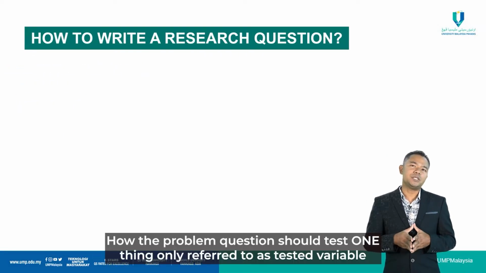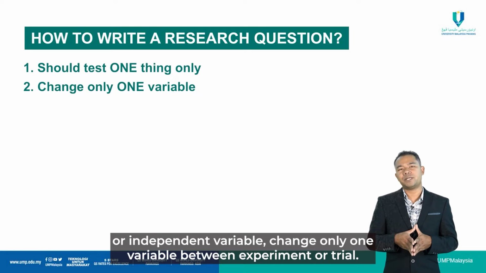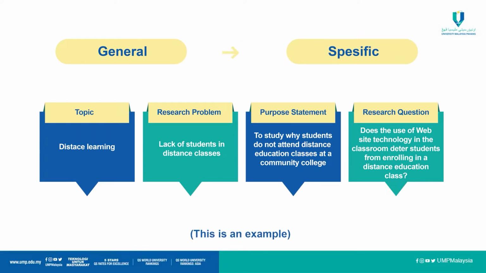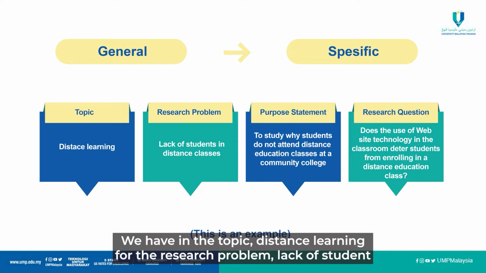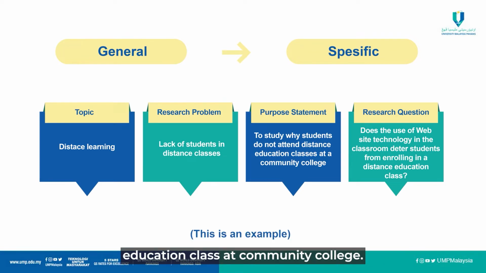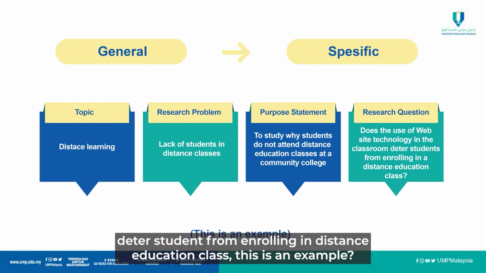How? The research question should test one thing only, referred to as the test variable or independent variable. Change only one variable between experiment trials. This is general. For the specific, we have topic, research problem, purpose statement, and research question. We have in the topic distance learning. For the research problem, lack of students in distance classes. Purpose statement: to study why students do not attend distance education classes at community college. For the research question, does the use of website technology in the classroom deter students from enrolling in distance education classes? This is an example.